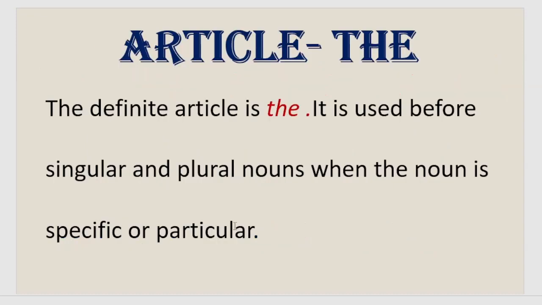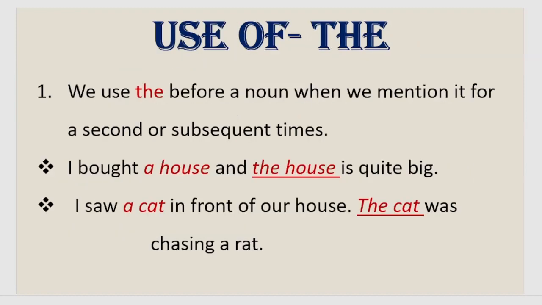Article "the". The definite article "the" is used before singular and plural nouns when the noun is specific or particular. Again I am repeating it, when the noun is specific or particular, either singular or plural nouns, we use "the". In various cases we use "the". First, we use "the" before a noun when we mention it for a second or subsequent time. When we use it for the second time or subsequent times, we must use "the".